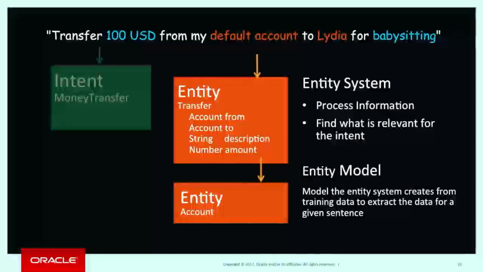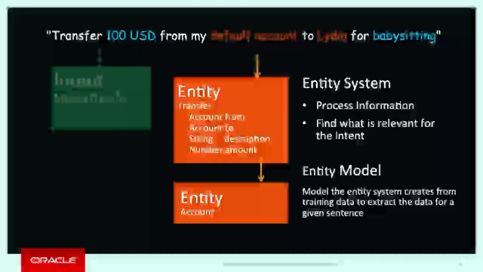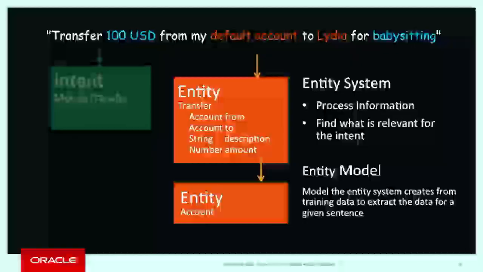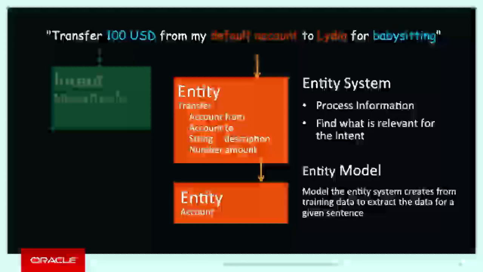So what will happen is that as soon as this sentence comes in, the system tries the best that it can to get all of the information that it requires for a remote service call out of the sentence. If it can't find all of the information that is needed, of course it will have to ask. Say that you forget the $100. So it will understand that you want to transfer money from the default account to Lydia for babysitting, but not how much money. So it will have to ask for that. And this is all that it takes to design a proper chatbot experience.